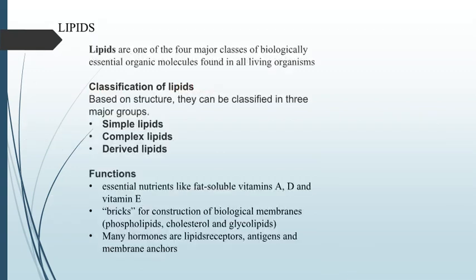Lipids are one of the 4 major classes of biologically essential organic molecules found in all living organisms. Classification of lipids. Based on structure, they can be classified in 3 major groups: simple lipids, complex lipids and derived lipids. Functions: essential nutrients like fat-soluble vitamins A, D and vitamin E. Bricks for construction of biological membranes: phospholipids, cholesterol and glycolipids. Many hormones are lipids, receptors, antigens and membrane anchors.